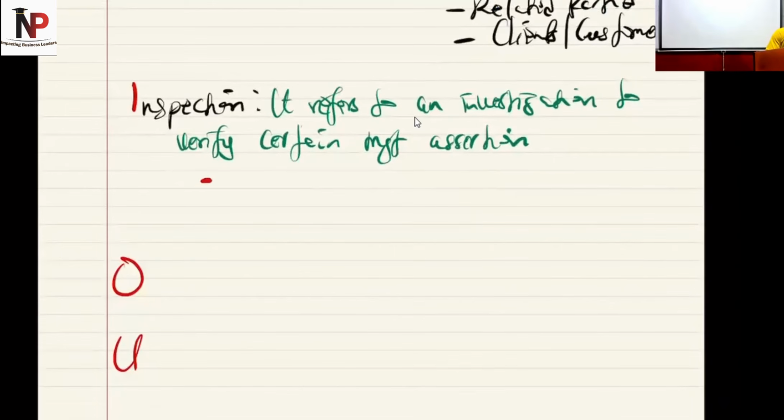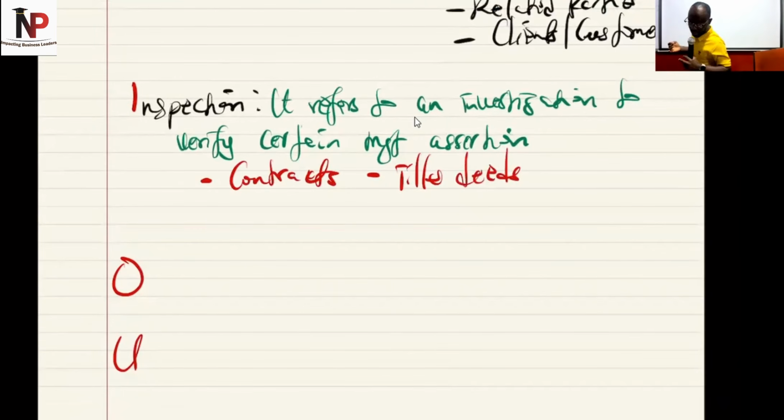Now, we can inspect contracts that a company has entered into. We can inspect title deeds to determine the ownership of the company's assets. We can inspect other documents of the company. So that is inspection.